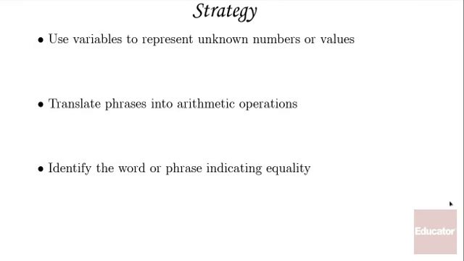The strategy is to use variables to represent unknown numbers or values. And for a variable, we use a letter. And you can choose whatever letter you would like to use, X, Y, Z. And when you are given an unknown value in an equation, you're going to use a letter instead to represent that.